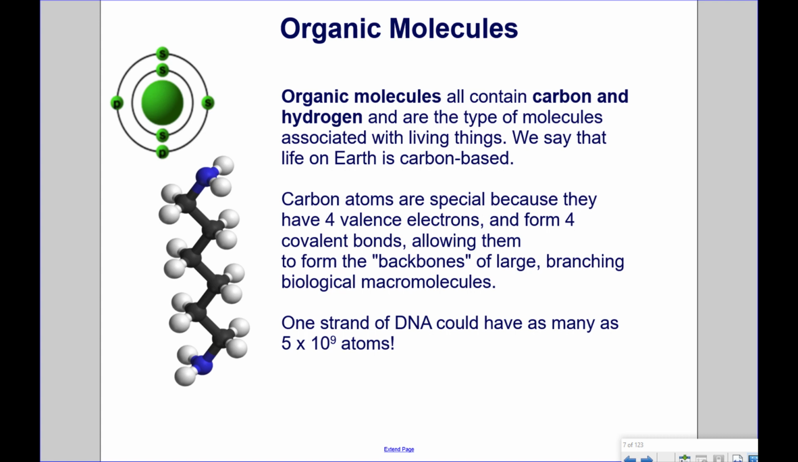Organic molecules. Organic molecules all contain carbon and hydrogen and are the types of molecules associated with living things. We say that life on Earth is carbon-based. Carbon atoms are special because they have 4 valence electrons and form 4 covalent bonds, allowing them to form the backbones of large, branching biological molecules.